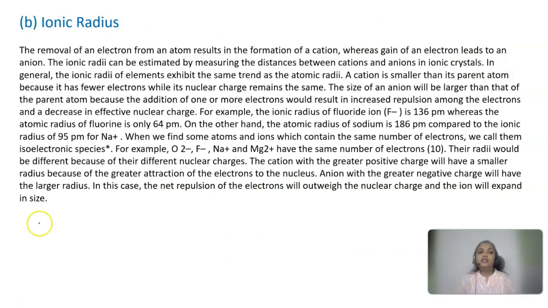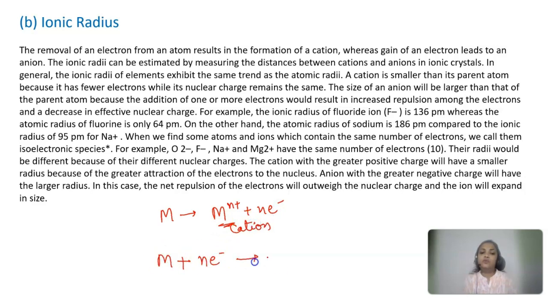Then another kind of radius comes up, that is ionic radius. Till now we were talking about atomic radius. For ionic radius, you know that whenever an atom loses or gains an electron, ions are formed. Whenever an atom loses an electron, a cation is formed, and whenever any atom gains an electron, an anion is formed. Again we measure the ionic radii in ionic crystals. Generally ionic radii exhibit the same trend as atomic radii, whatever we have discussed.